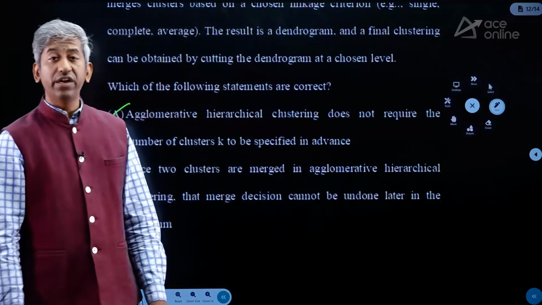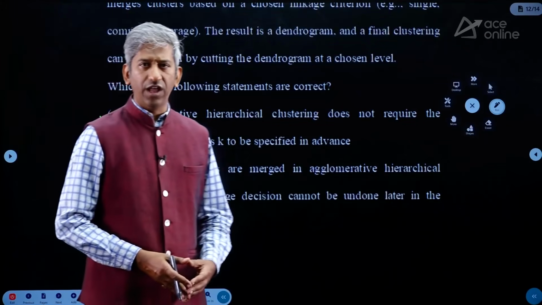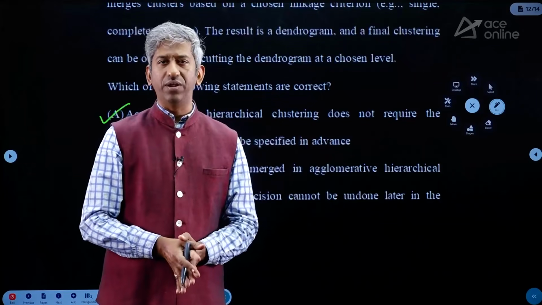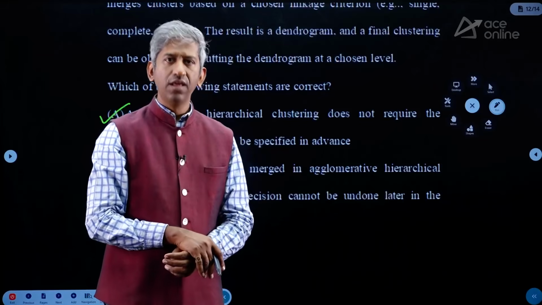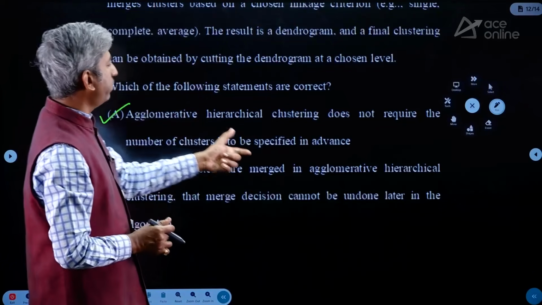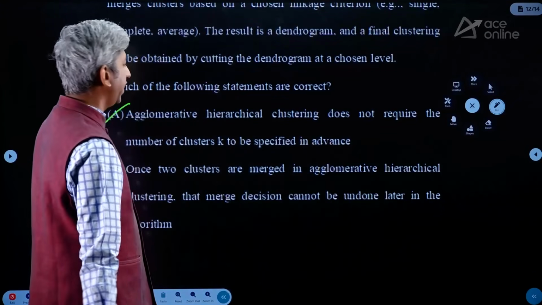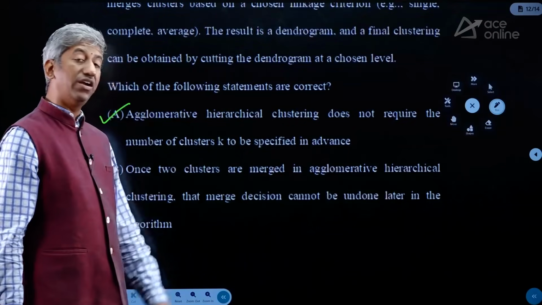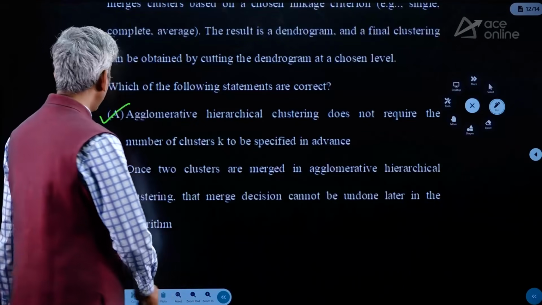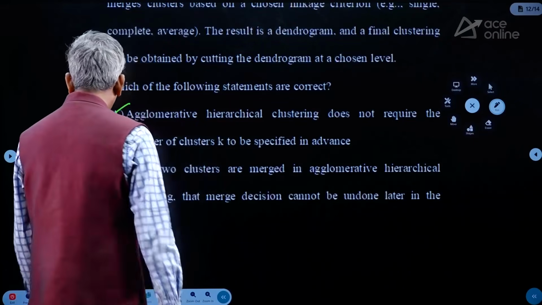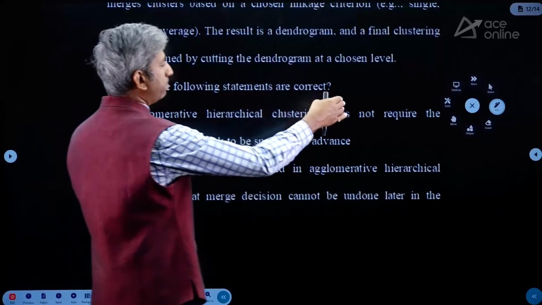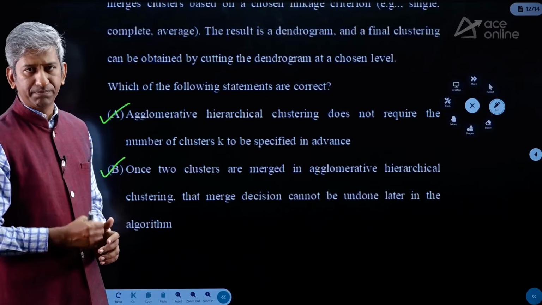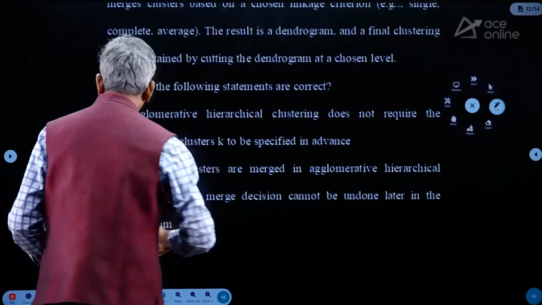Another important characteristic of the agglomerative approach is, once the merging is done, it is not possible to separate at another level. So, once two clusters are merged in agglomerative hierarchical clustering, that merging decision is final and it cannot be undone at a later stage. So, option B is also a correct statement. These are two important characteristics of the agglomerative hierarchical algorithm.